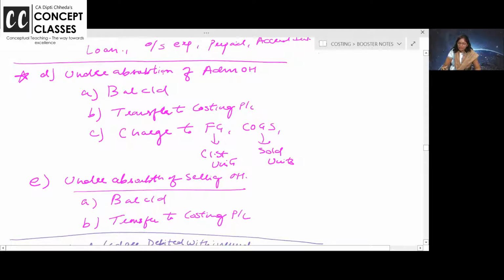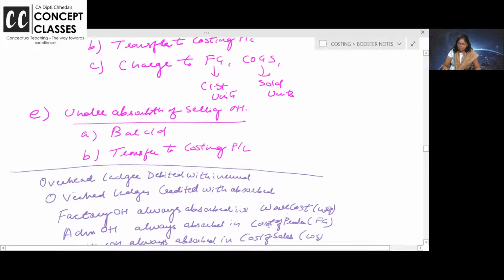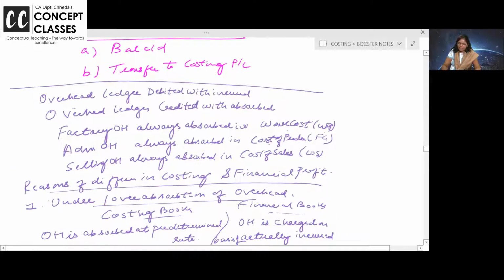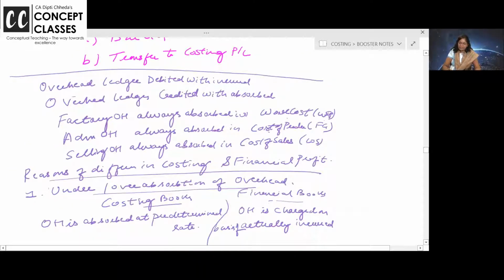Under absorption of admin overhead you will do it like this, under absorption of selling, this I have told you. Now you have to keep this in mind. Factory overhead is always absorbed in work in progress. Administrative overhead is always absorbed in finished goods. That is your cost of production. Selling overhead, you remember? Factory and admin overhead is charged for the number of units produced. Selling overhead is charged for the number of units sold. So it is always absorbed in cost of sales.